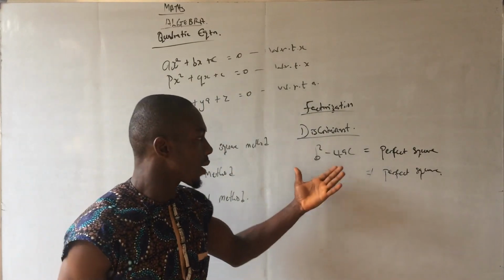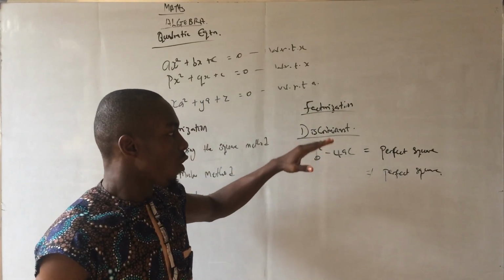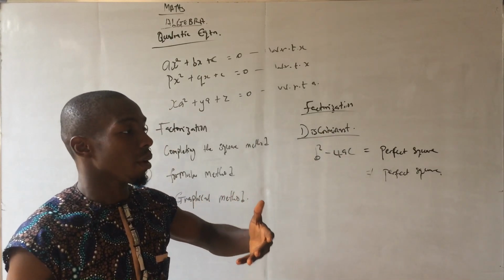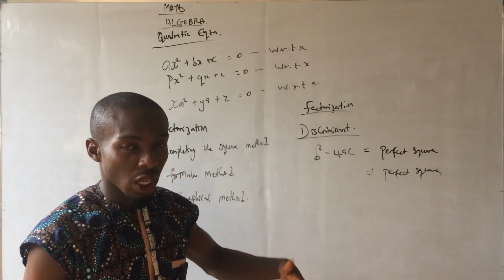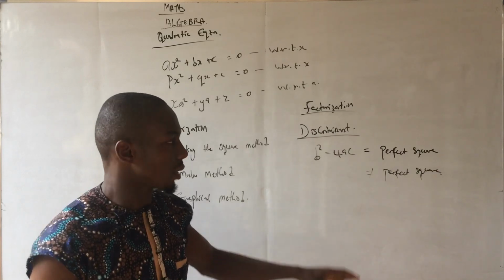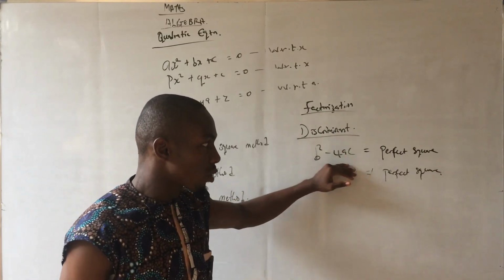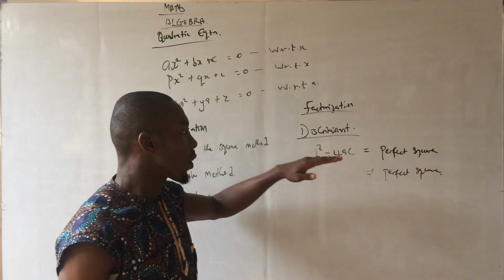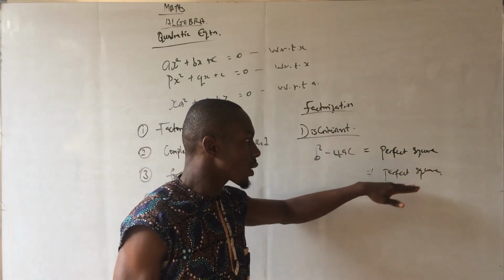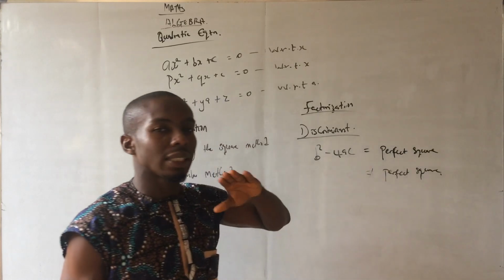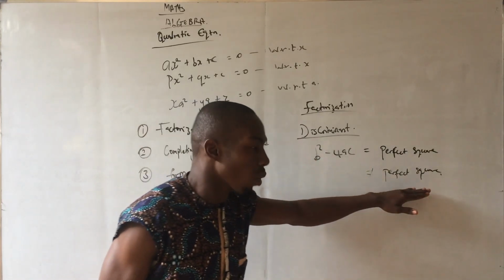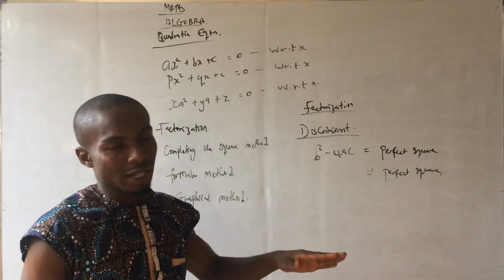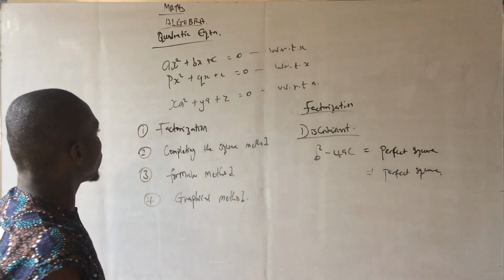What I hope you understand here is that the discriminant of a quadratic equation is this, and with it you can tell whether an equation can be factorized or not. If the discriminant equals a perfect square, you know that the equation can be factorized. But if the discriminant does not equal a perfect square, you know that the equation cannot be factorized.